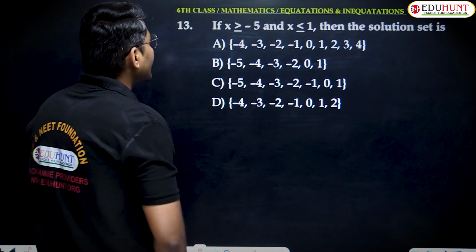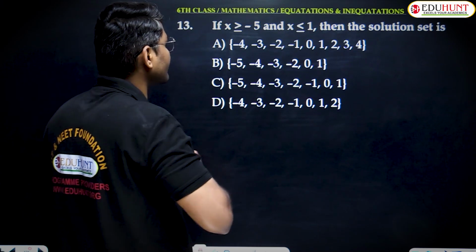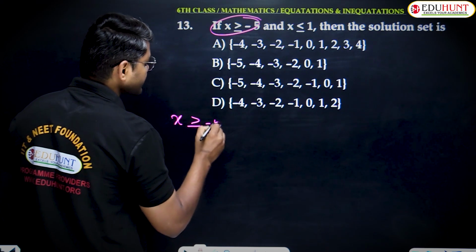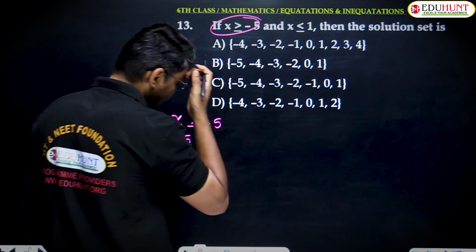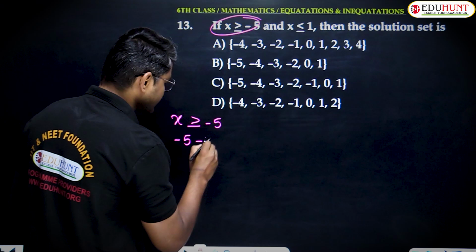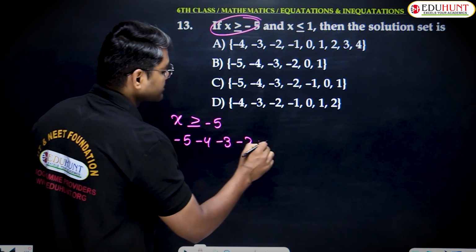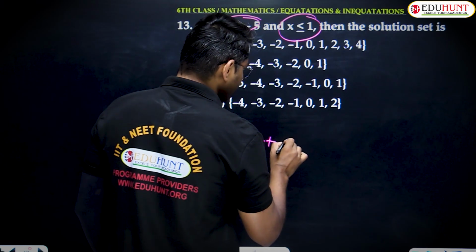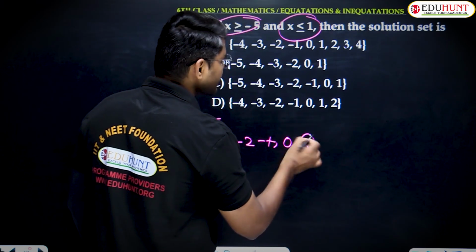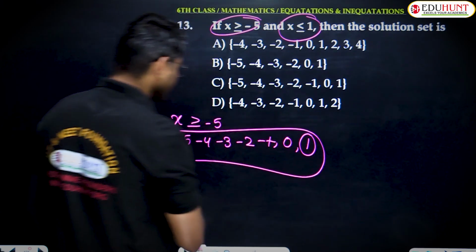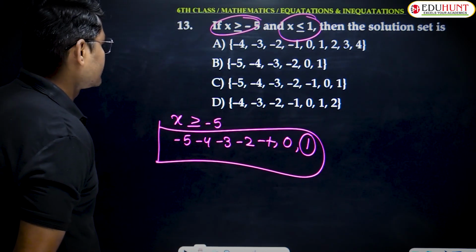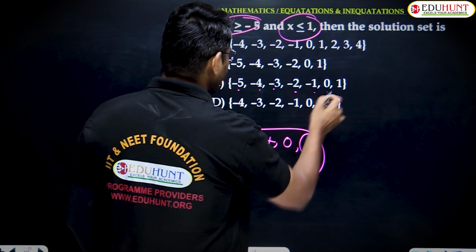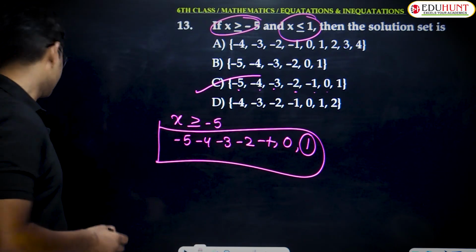If x ≥ minus 5 and x ≤ 1, then the solution set is... x ≥ minus 5: either x is minus 5 or greater. Greater means we have to take the right side. So, minus 4, minus 3, minus 2 and so on, and ≤ 1: minus 1, 0, 1, because it is equal to 1. So, this is the solution set: minus 5, minus 4, minus 3, minus 2, minus 1, 0, 1. So, option C is the correct answer for this question.